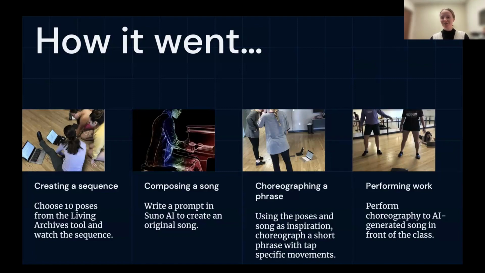After that, the next step was to compose a song with the Suno AI song generator. And that uses a text-based prompt to create a song. So you could really write in anything. You could write the style of music that you want, maybe the theme of the lyrics that you want in the song, and it'll create, I've noticed with the free version, two different versions of the song for each prompt that you put in. After that, once they had their sequence and their song, it was time to choreograph.